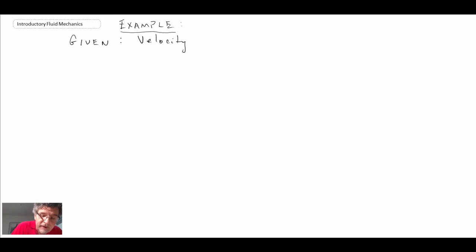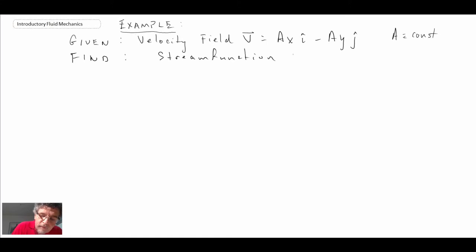So let's assume that we're given a velocity field, and A here is going to be a constant. And what we're told to do is to find the stream function. So we're going to try to find the stream function given this analytic velocity field that we've been given.